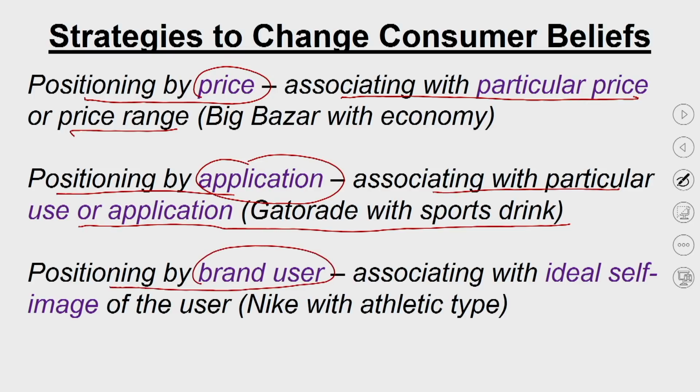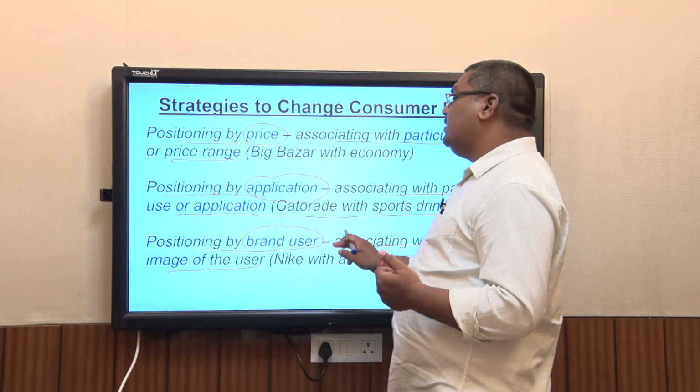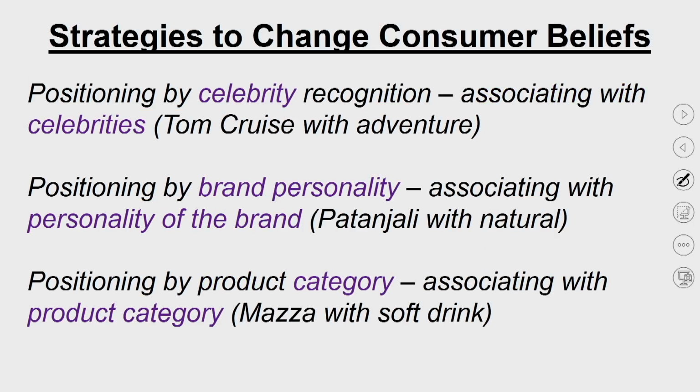Positioning by a particular brand user. I can also associate with a particular ideal self image of the user. For example, I can say Nike products are always for sports persons, athletic type people, or I could say Raymond's are for style people, and so people who think of themselves as stylish will have a positive attitude about Raymond's. If I go in there, then I'll find stylish products which will change my self image. So I can use a positioning based on brand user.